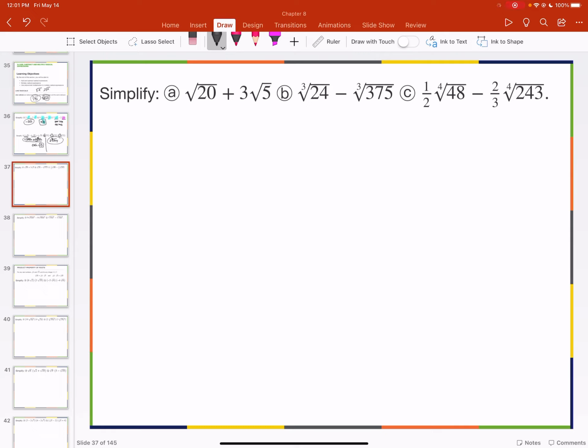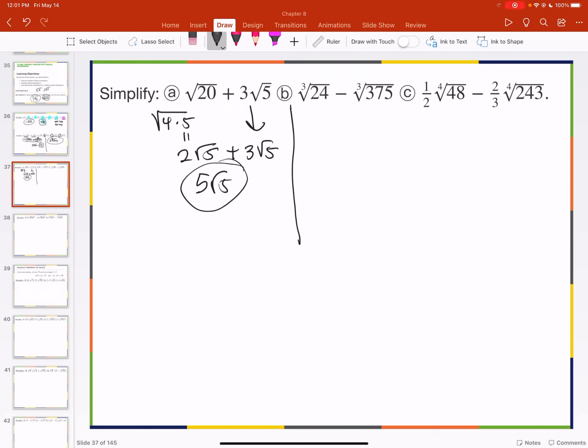Sometimes we have to reduce or simplify the radical a little bit to see if they are in common. So here we have square root of 20. Square root of 20 is square root of 4 times 5, which itself is 2 square root of 5. Now bring the rest down, plus 3 square root of 5. Final answer, 5 square root of 5.